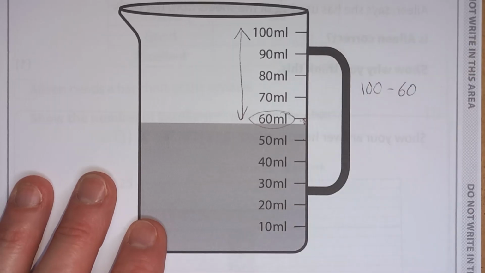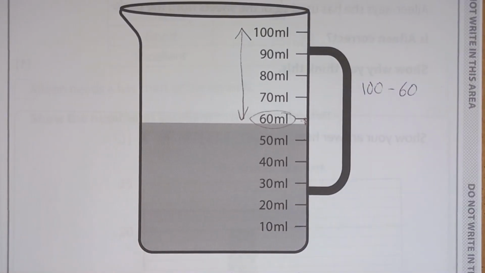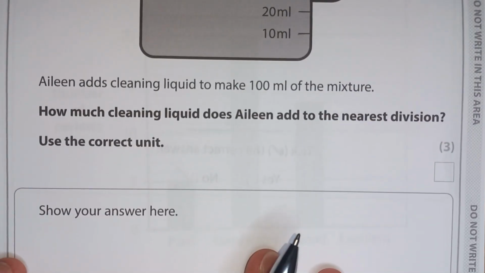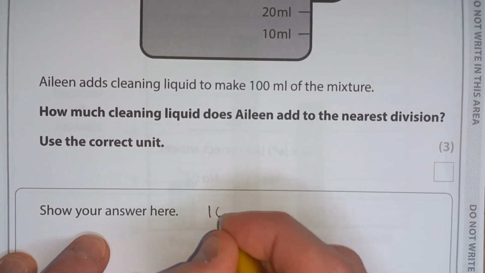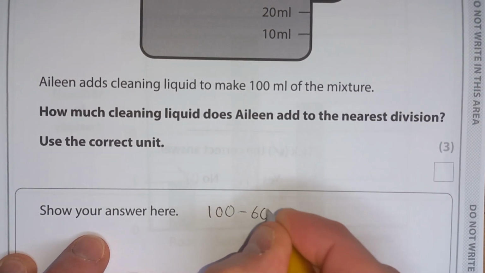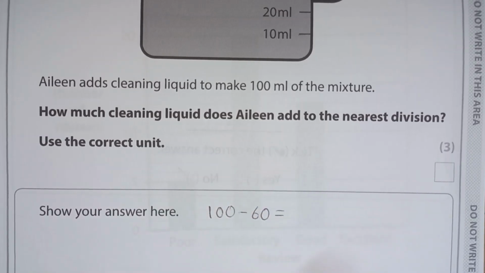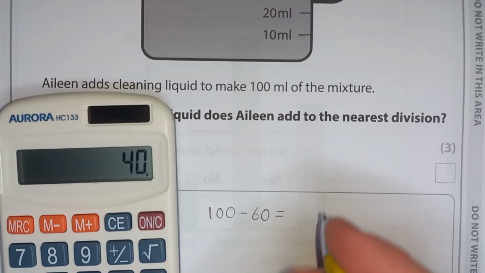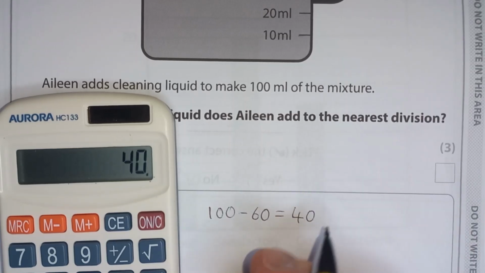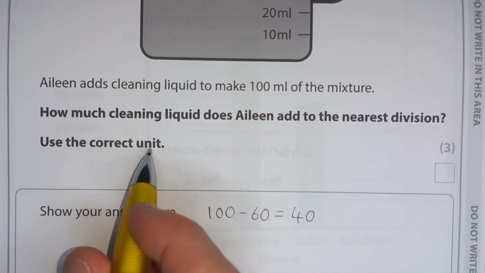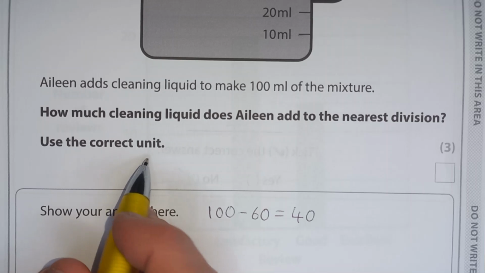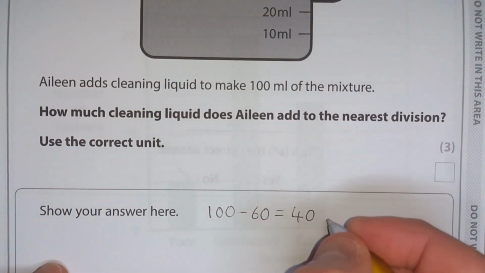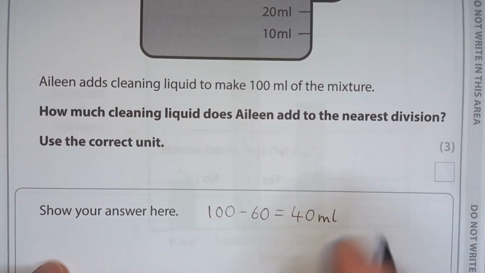So in other words, it's the difference between 100 and 60. So we want the difference between two numbers. We take one away from the other. So let's do that down here in our workings box. So 100 minus 60. Again, we can use our calculator, which gives us 40. And remember, use the correct units. Well, the units here are millilitres, so we can just put ml.